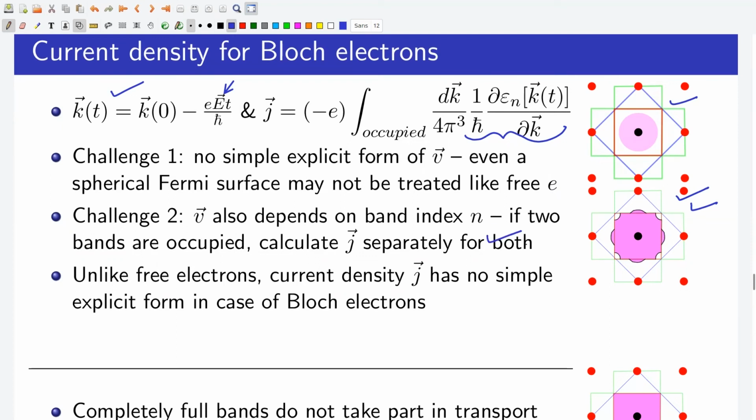For example, when we evaluate the integral of Vk over the occupied regions in the first Brillouin zone, then we get the current from the first band. And when we integrate Vk over the occupied regions in the second Brillouin zone, then we get the current from the second band. In conclusion, unlike free electrons, current density has no simple explicit form in case of Bloch electrons.